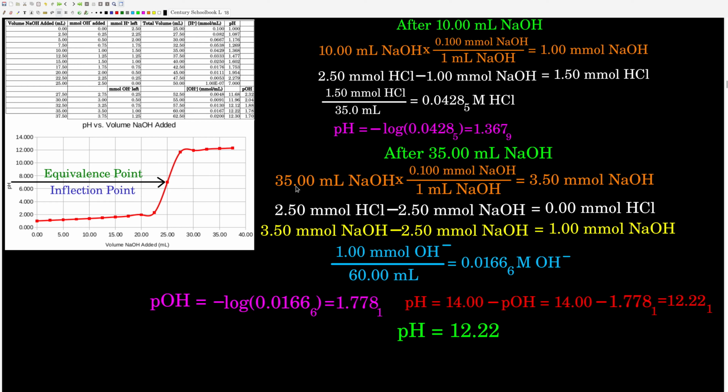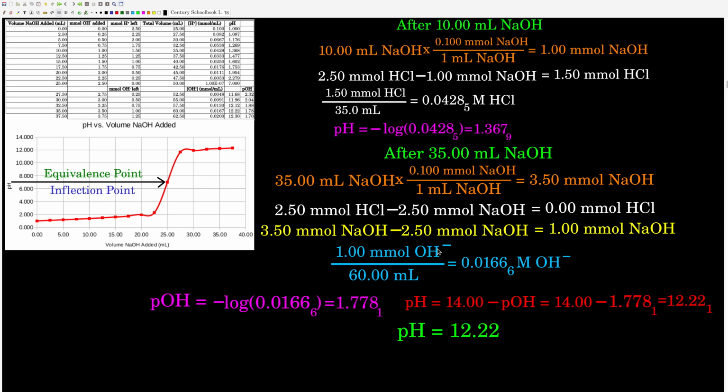So first we figure out how many millimoles of sodium hydroxide we've added, same way, volume times molarity. And we've added 3.50 millimoles of sodium hydroxide. 2.50 millimoles of that is used up reacting with the hydrochloric acid. There's no hydrochloric acid left, all gone. And we have left the 3.50 millimoles that we've added, minus the 2.50 millimoles that was used up reacting with the hydrochloric acid, leaving 1.00 millimoles of sodium hydroxide or hydroxide ion unreacted.